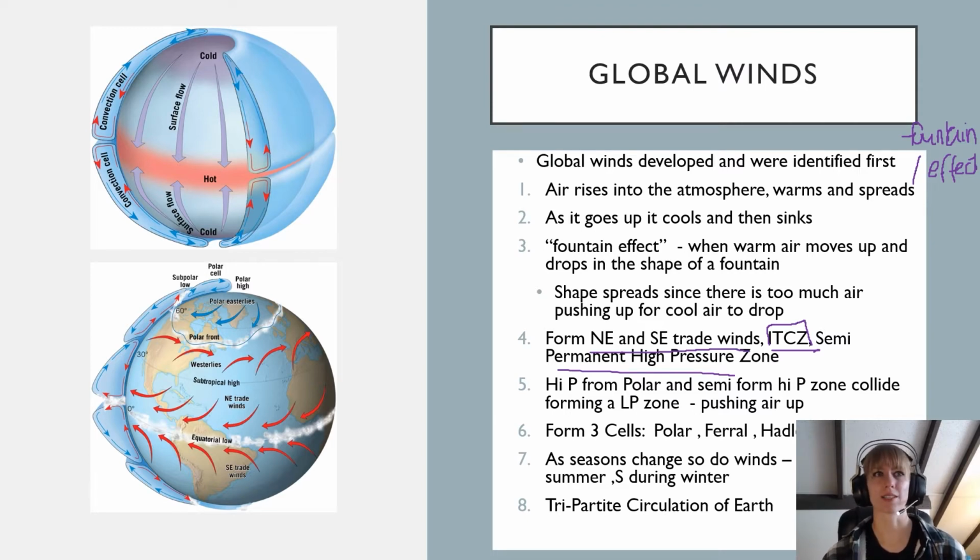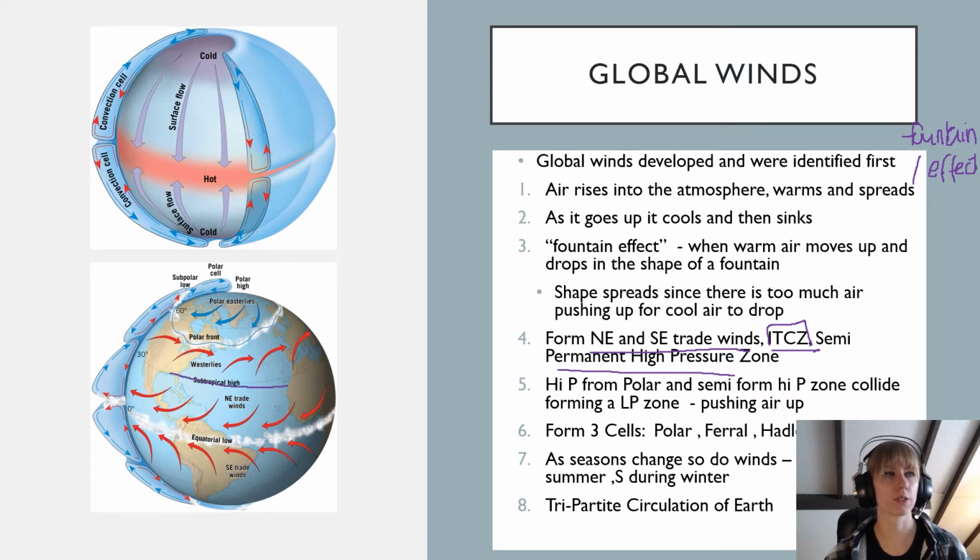Fun fact, the semi-permanent high pressure zone and the ITCZ are part of why the Bermuda Triangle exists. The semi-permanent high pressure zone actually occurs over Bermuda. So this is why we have that triangle where it gets really still, but we also have gases bubbling up from below, and that's why it causes buoyancy to change. So that's why things sink, and it causes air pressure to change, and that's why planes will crash there. It's super cool.